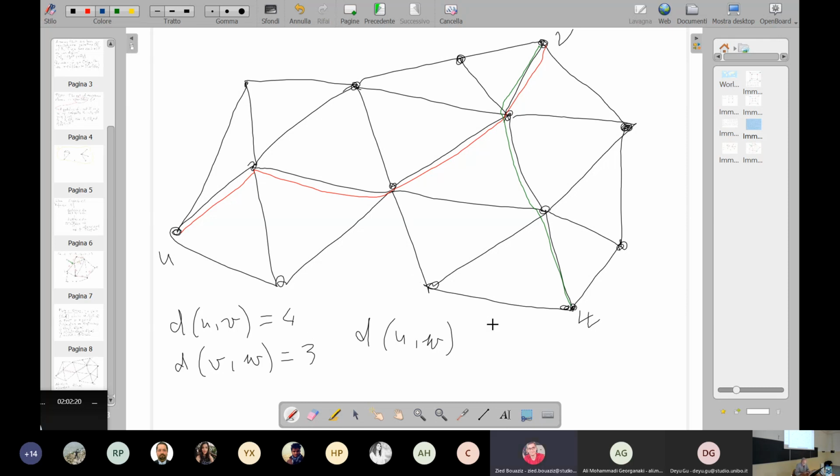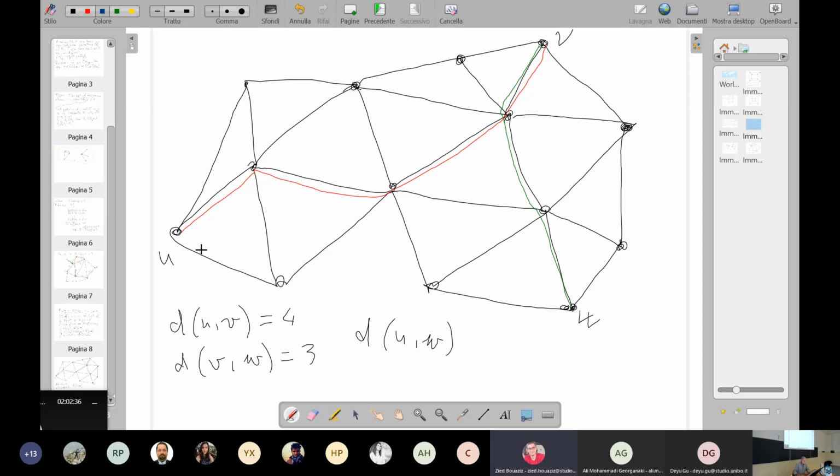In this graph, there is a distance of 4, Professor. It's what I'm saying, my friend. Okay, I thought you said 5. No, please be careful at what I'm saying. Okay, so I must repeat.